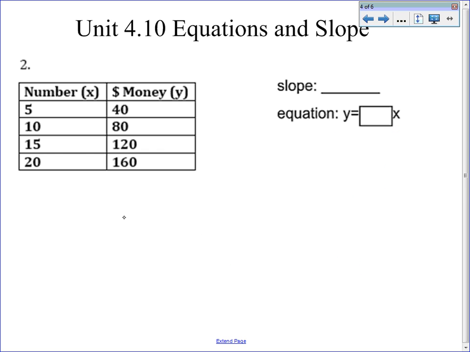Okay, let's look at example number 2. This time it's given a table. We need to find our slope given this table. Remember, slope is just the changes in y's over the changes in x's. So we can use this to say, what's our change in y's here, and what's our change in x's? If we plug those in, we're going to find our slope.